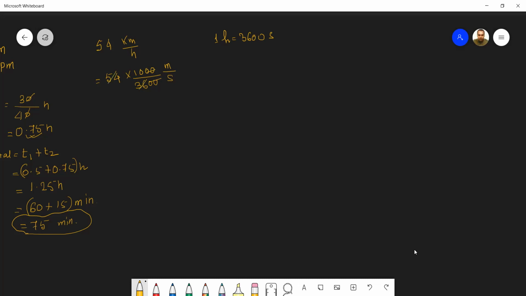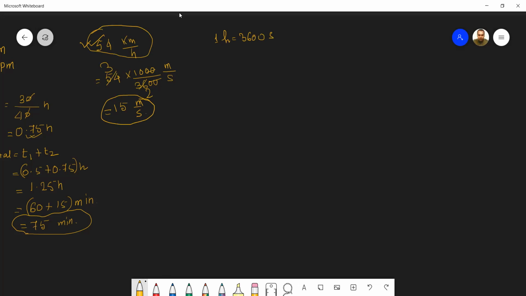So by 18, it is 2, this is 3. So 30, it's 15 meter per second. Okay, so if you convert 54 kilometer per hour to meter per second, that would simply give us 15 meter per second. Okay, so there is another way to do this calculation, which is, I think, a simpler way.